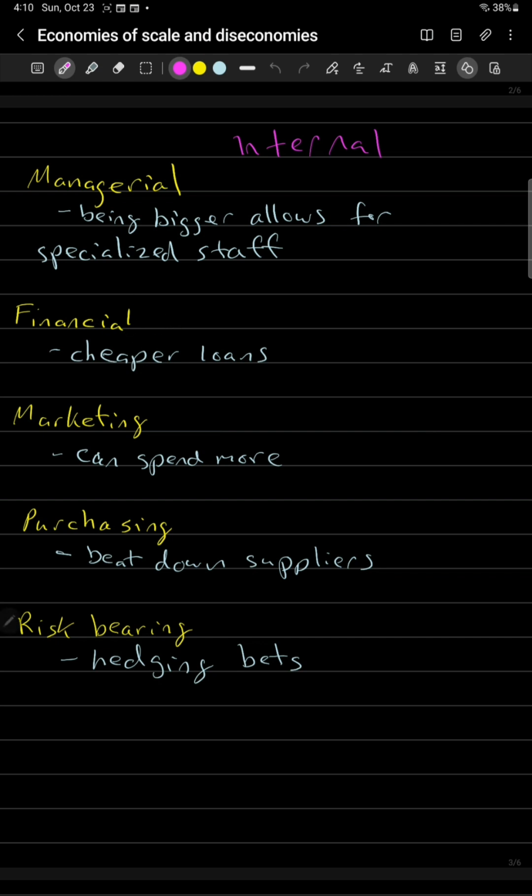Financial. Banks prefer big businesses. They'll give them cheaper loans because they feel it's less likely they're going to go bankrupt. So the bigger you are, the cheaper your loans are, generally speaking.